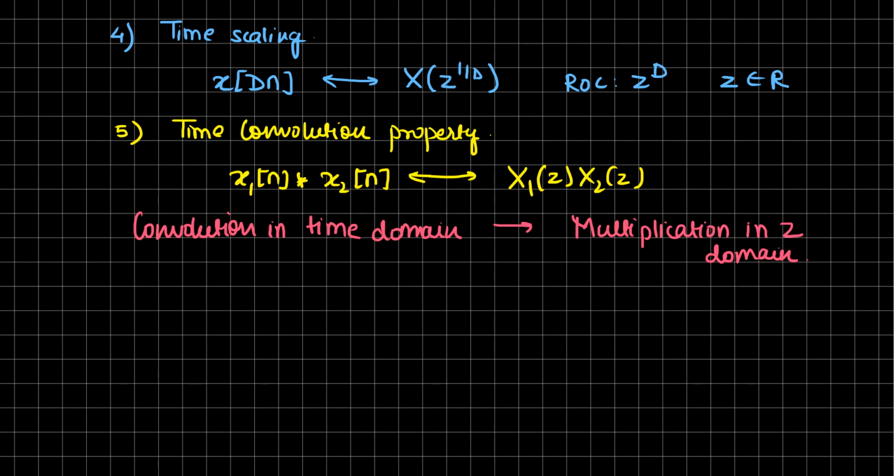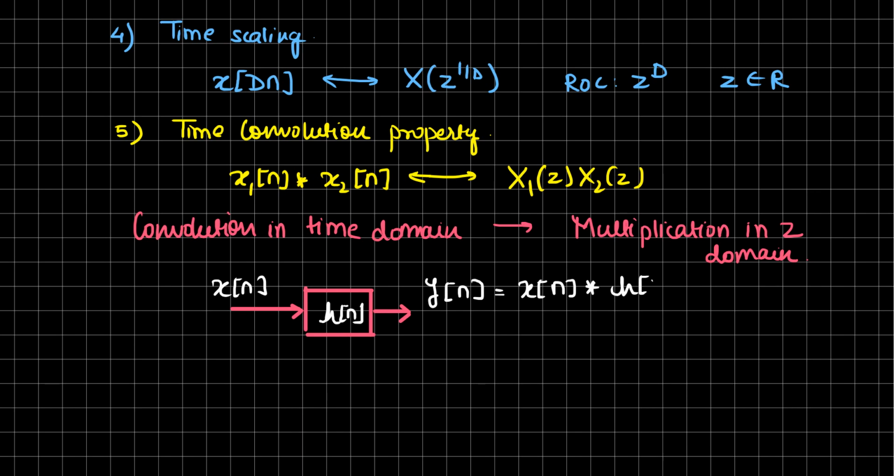Now this property is important when we are analyzing systems. For example, if we have an LTI system, we know that it is characterized by its impulse response h of n. So suppose this is my LTI system with impulse response h of n, and let x of n be its input and output be y of n. And this output can be calculated using the convolution sum given by x of n convolved with the impulse response h of n. Now if we take the z transform of y of n, we have Y of z equal to X of z into H of z, using this time convolution property.